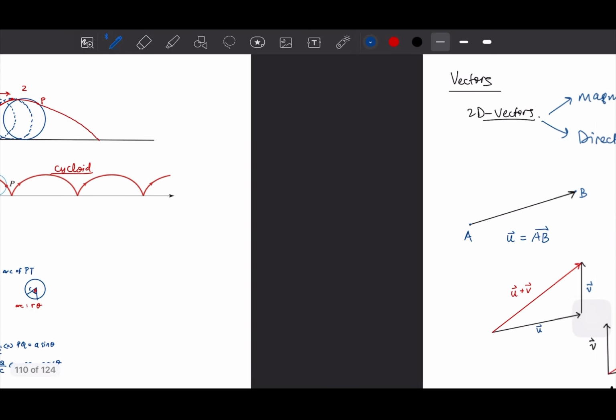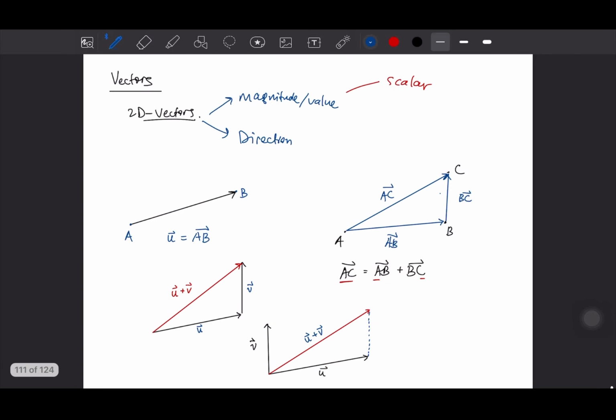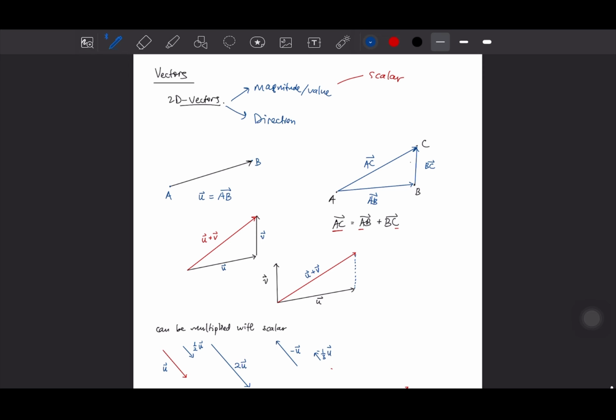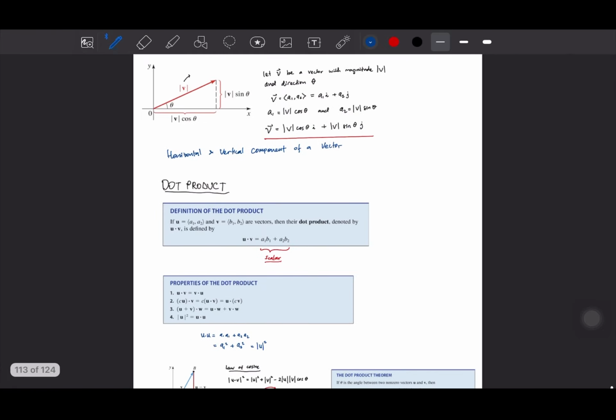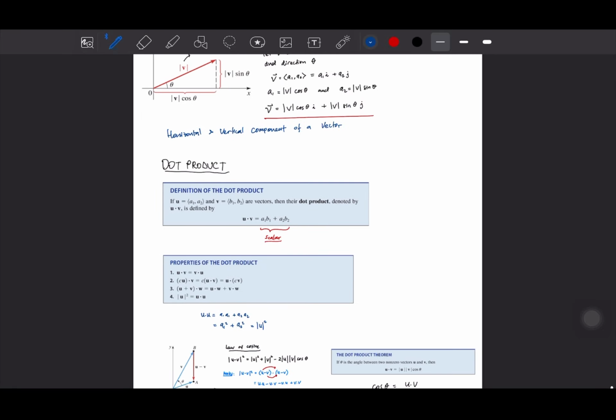So that's a cycloid, and then vectors. Okay, vectors. I believe, and I hope, and I expect you to know the vectors. The most notable thing on vectors, aside from what it is and how it's different from the scalar, is the property, the dot product.